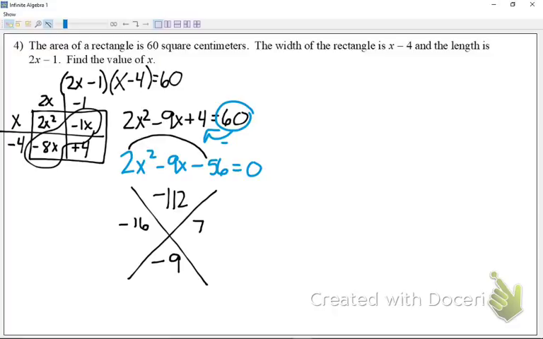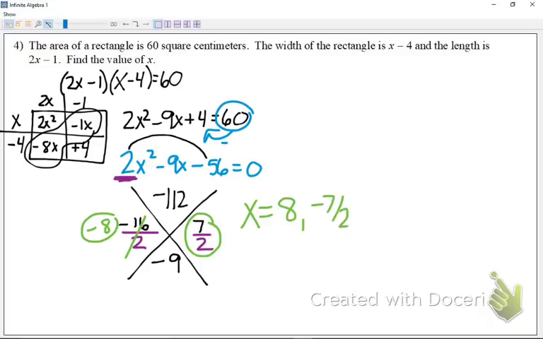Now here's the thing, guys, that's different than the other problems, is that we have a front number. We have an A term. So we need to divide each of those numbers by A. Negative 16 over 2, that can be reduced. That becomes negative 8. Positive 7 over 2, that cannot be reduced, so that one stays. Remember to take the opposite sign, so we get that x equals positive 8 and negative 7 over 2.